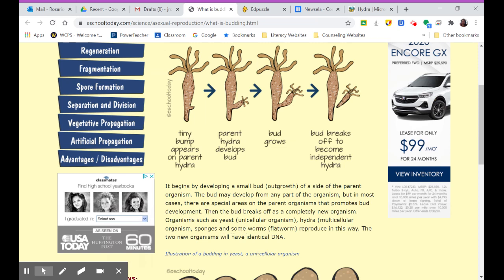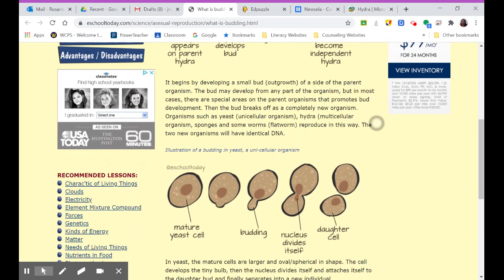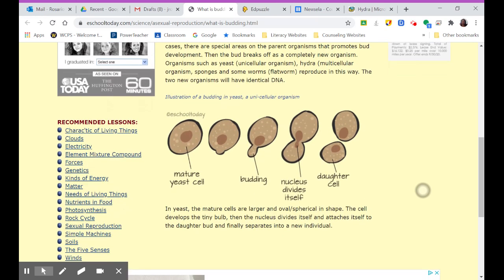Organisms such as yeast. Yeast is another example of something that's unicellular, one cell. Hydra, which is a multicellular organism. That means it has many cells. Sponges and some worms, like a flatworm, they reproduce in this way. Right? So they use budding, just like in our picture here. The two new organisms will have identical DNA, which means they will look exactly like the parent. So one parent, and they look exactly like them. They're twins, the same.